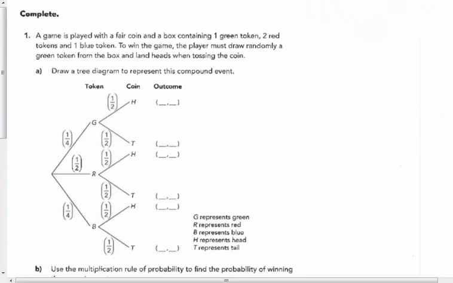A game is played with a fair coin, meaning it has a heads and a tail side.